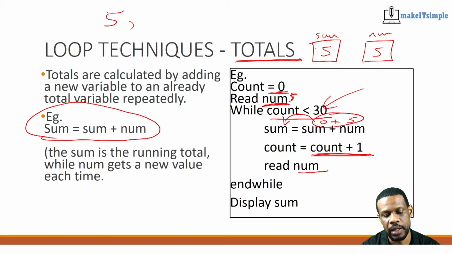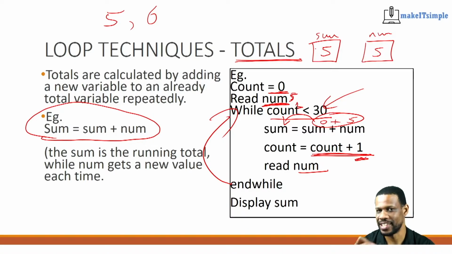So I read a new number. Let's assume Phil puts in a 6, right? Phil is the name of the person putting the number because I say so, right? We go back up, end while. The end while will check now, what is the value of count? Well, count just went up only by 1, so right now count is 1. Is 1 less than 30? Yes. Great. That means now we could get the new number. The new number that we're going to get is a 6.